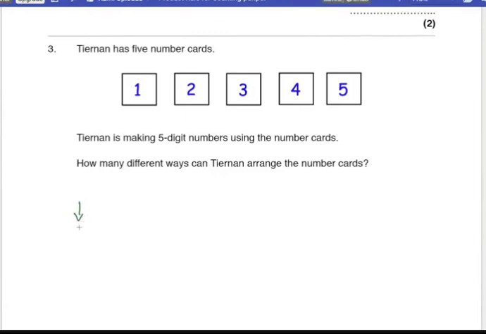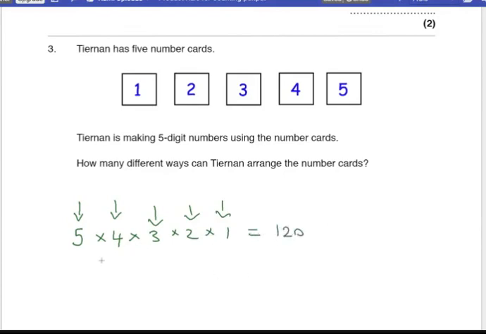Like for the first digit. 5. Yep. And then how many remain for the next one? 4. Yep. And then for each of those, how many remain for the next? 3. Yep. And then for each of those, 2, and then for each of those as well, 1. And that equals 120.